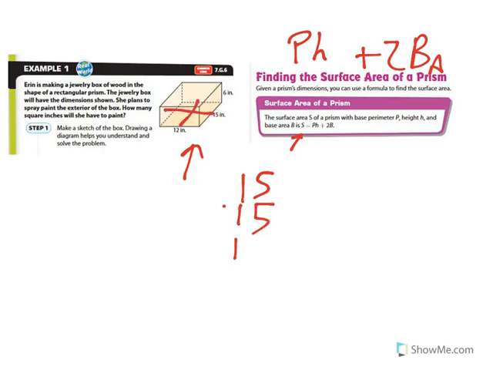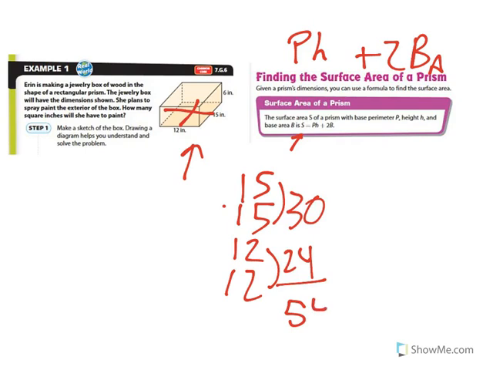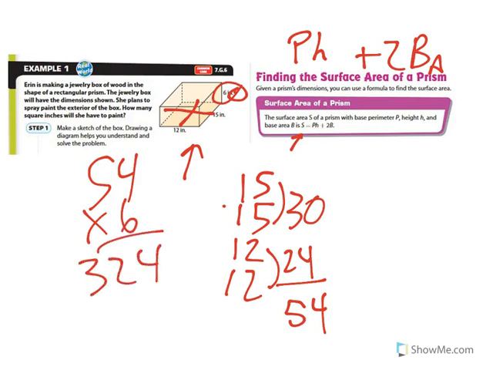So 2 15s, 2 12s. Hopefully you guys can kind of do mental math here. That's 30 plus 24, so that's 54. And now our height is 6, right? So 54 times 6 is 324, is the piece, our first piece.